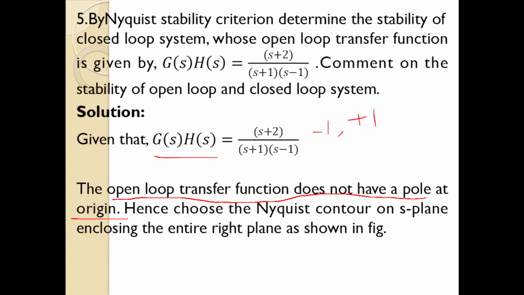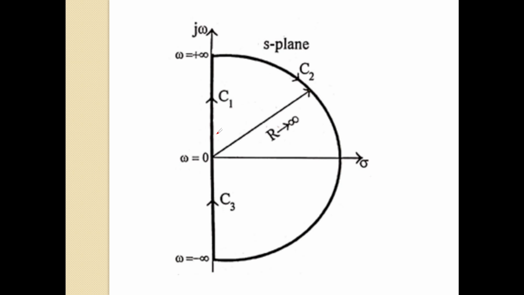Okay, so since there is no pole lying at the origin, we must choose the Nyquist contour on the s plane enclosing the entire right half plane. That is shown in the next slide. So you can see this is our s plane, this is the right side of the s plane, and this is our contour, which is enclosing the entire right side.